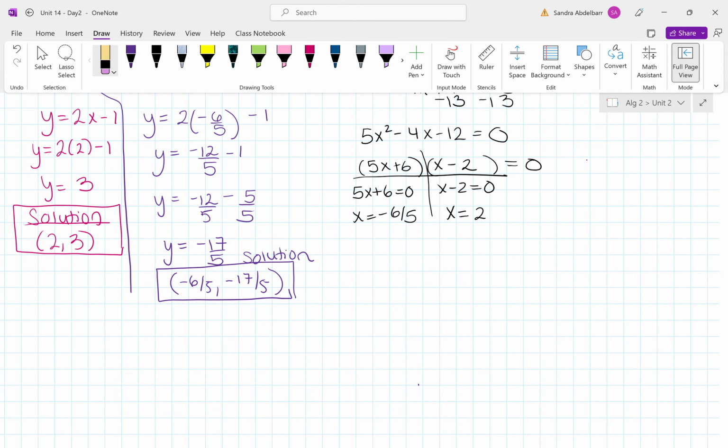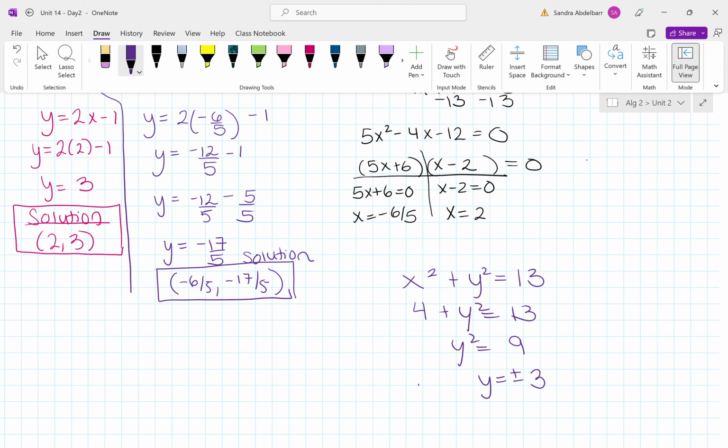Because when we plugged back into x squared plus y squared equals 13, if you plug the 2 in, we have 4 plus y squared equals 13, so y squared equals 9, but then you get y equals plus or minus 3. You would have to then test it in the linear one anyway.